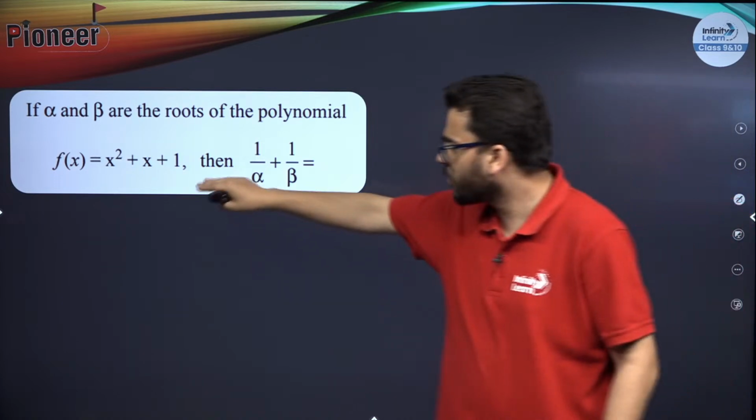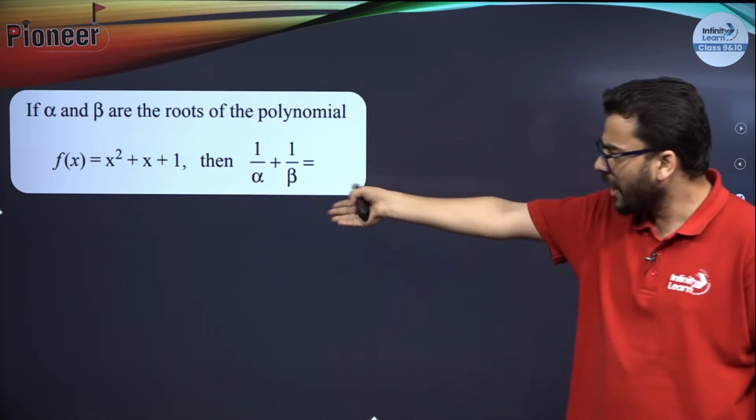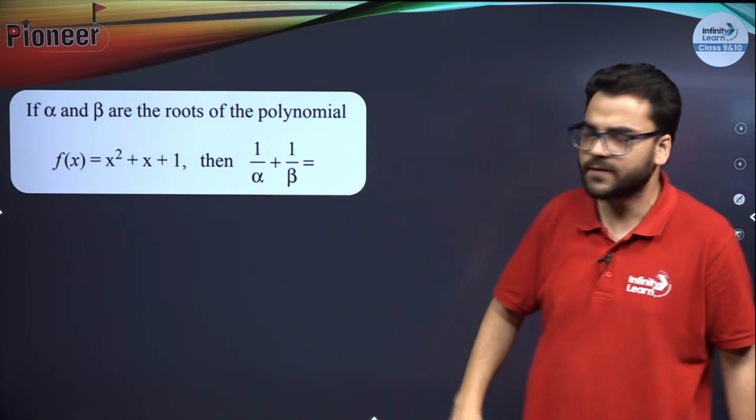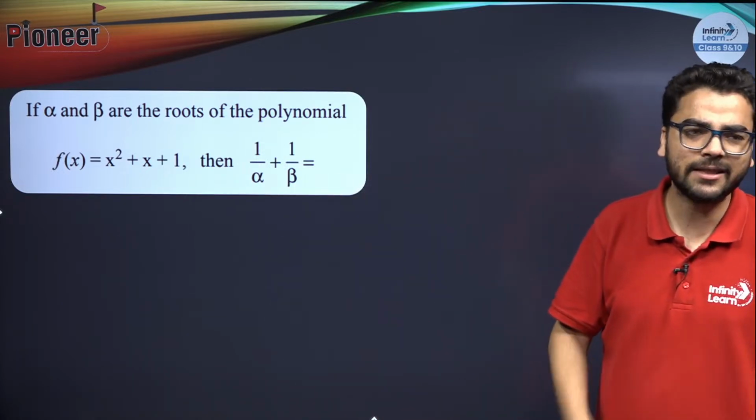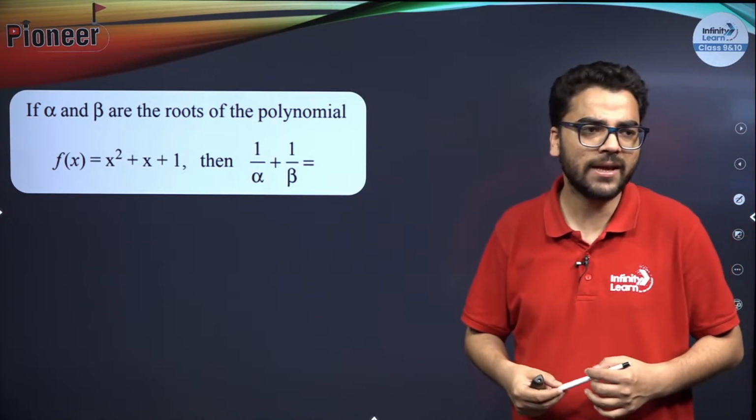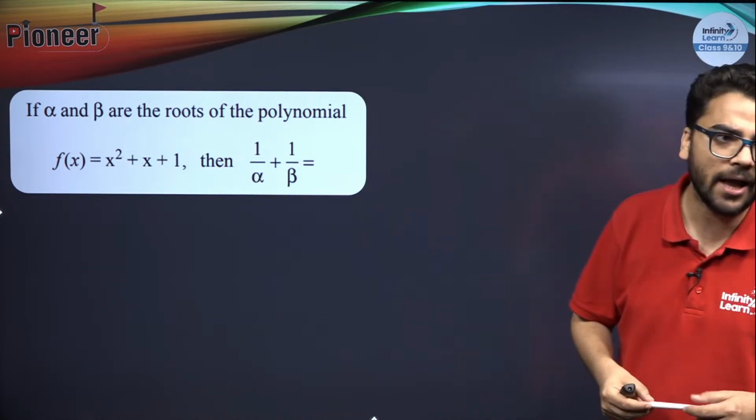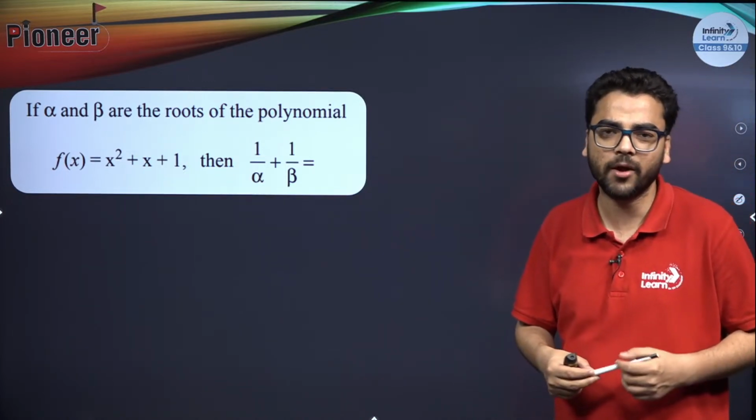If you have got this polynomial where alpha and beta are the roots or the zeros of this polynomial, you have to find 1 by alpha plus 1 by beta. I'm asking this over here, Ajit. Try doing this one. You have to find the value of 1 by alpha plus 1 by beta. It's okay, Panda boy.